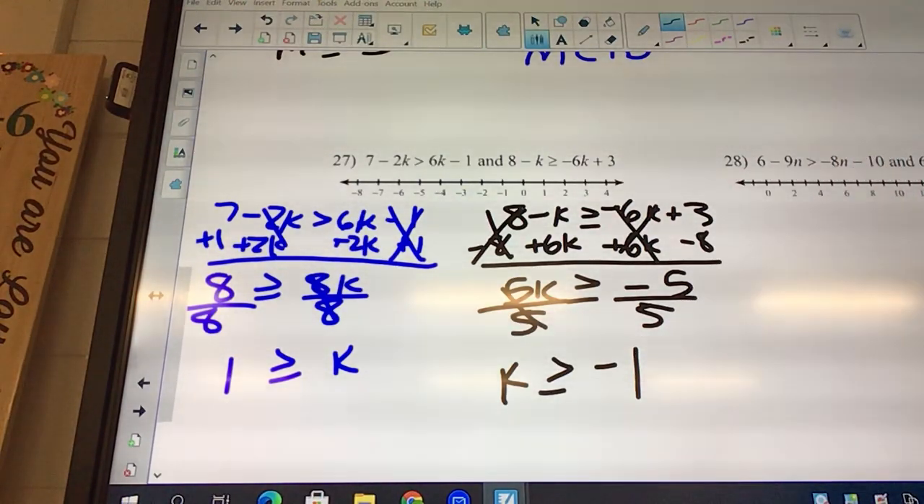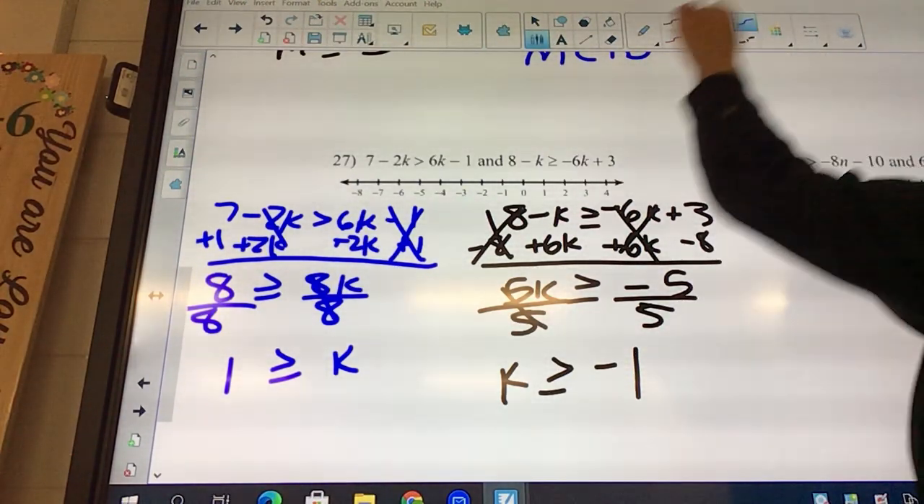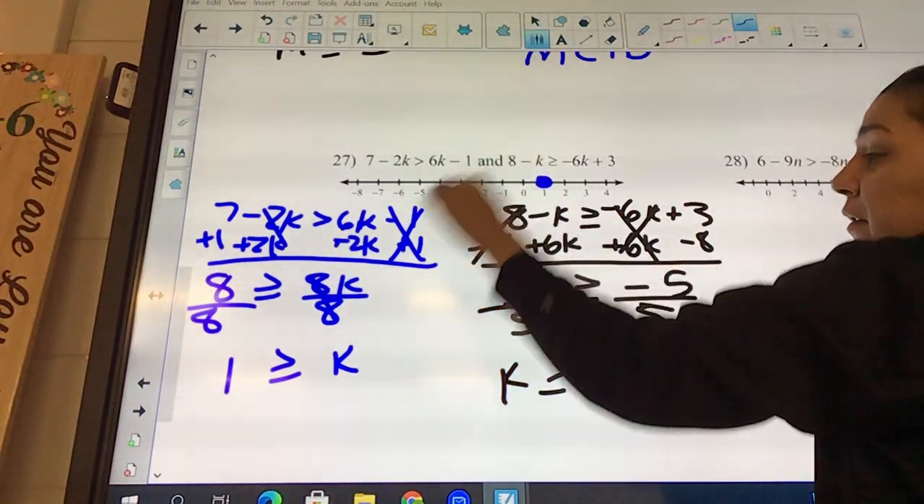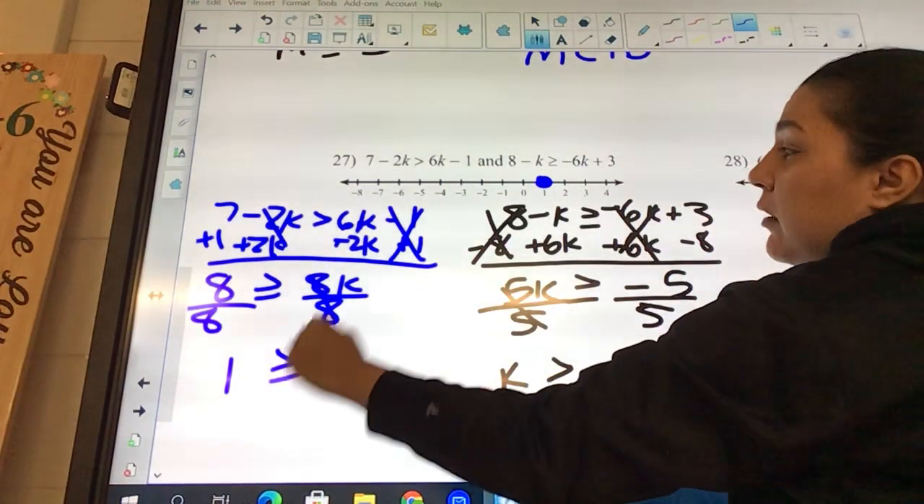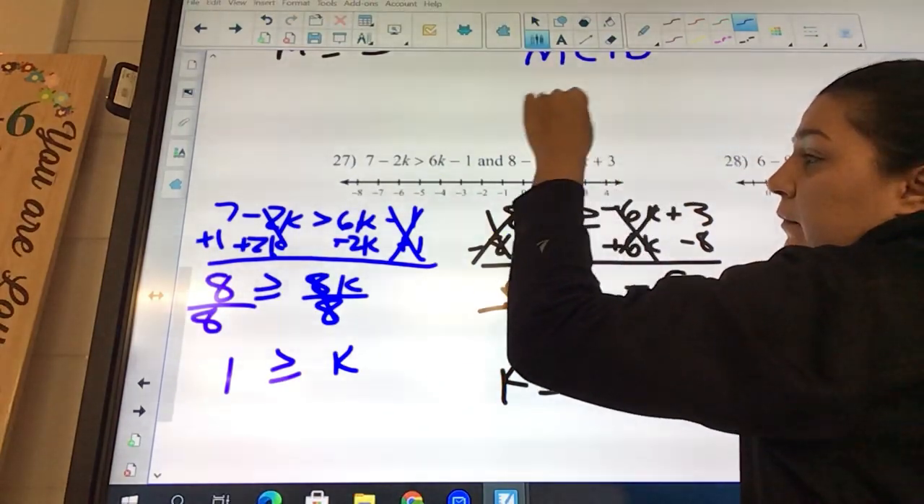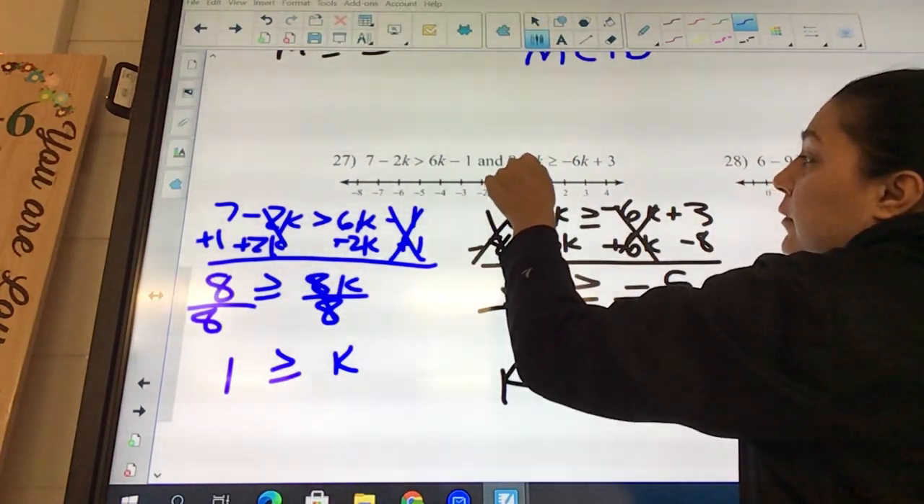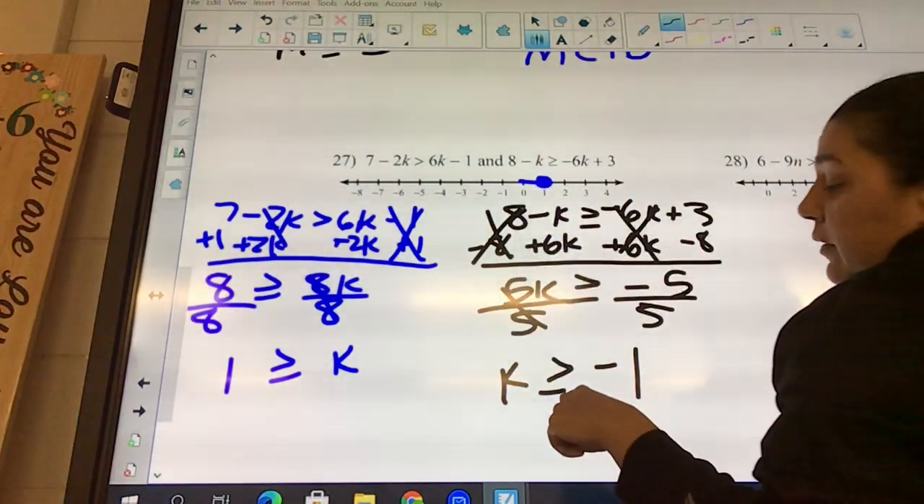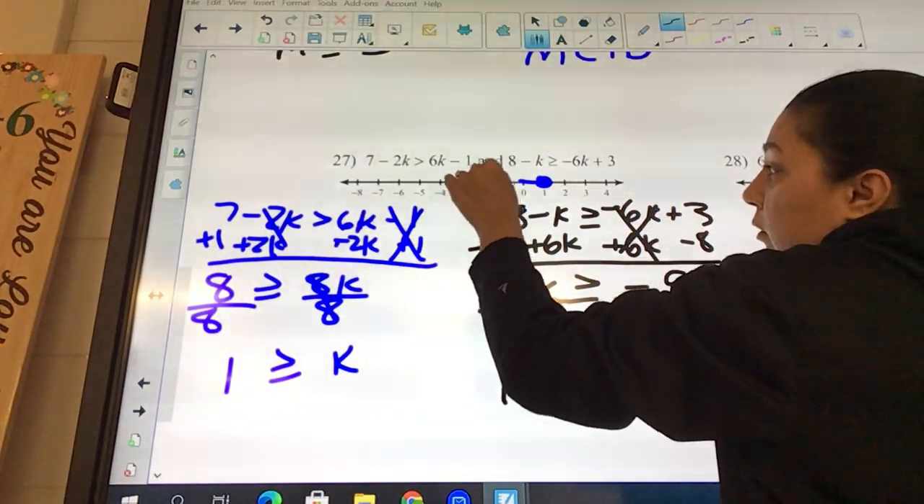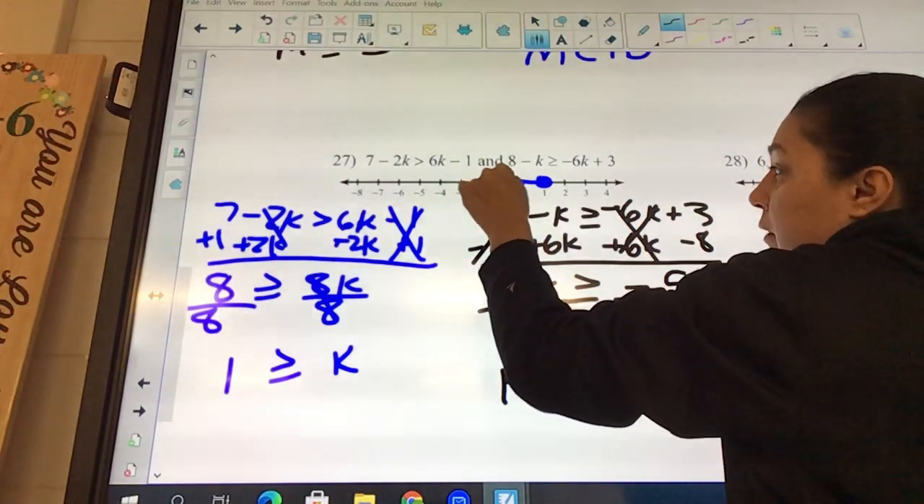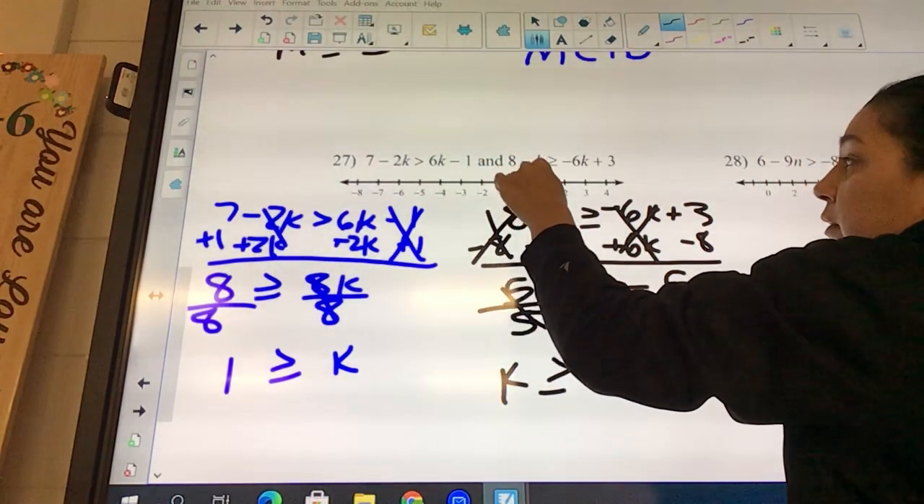Okay, so on the positive one, it should be closed. And this says k is smaller. No, I did those backwards. K is smaller. And this one is going to be closed on the negative one. And it says k is bigger, so it's going to go this way.